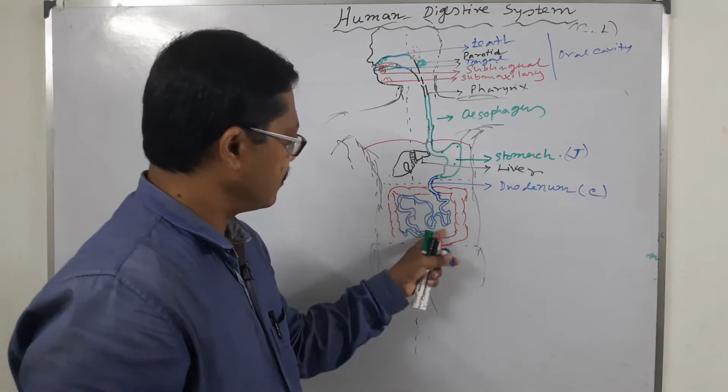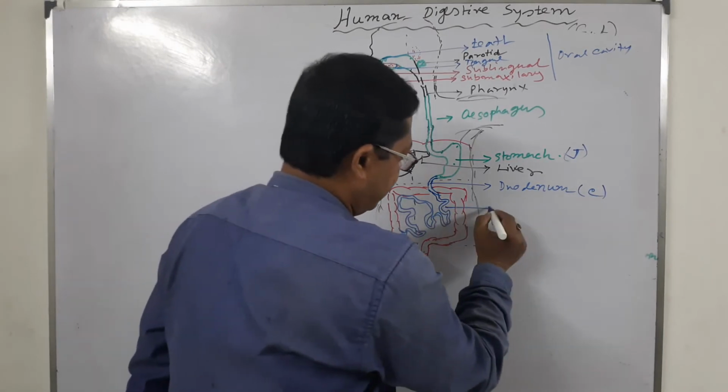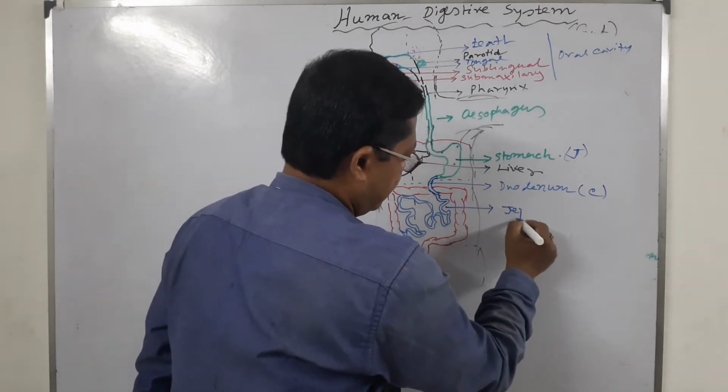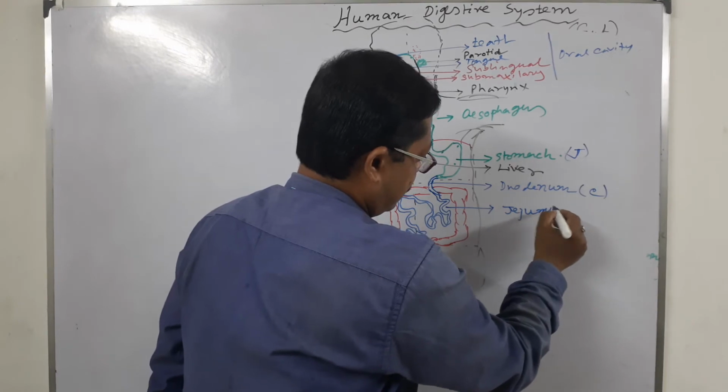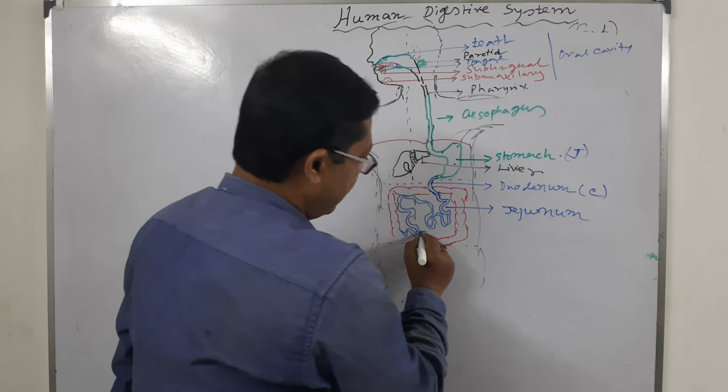After the duodenum comes the convoluted part. Some parts of the convoluted part are the jejunum, then the ileum.